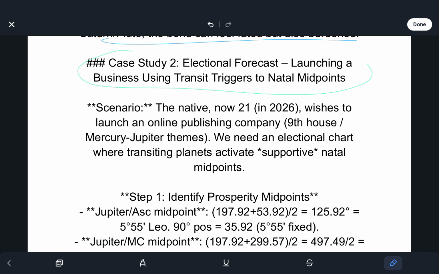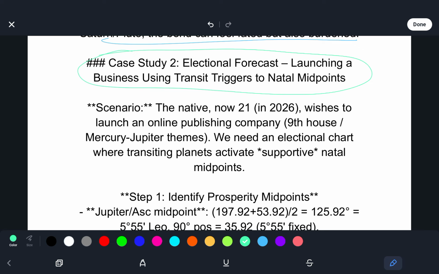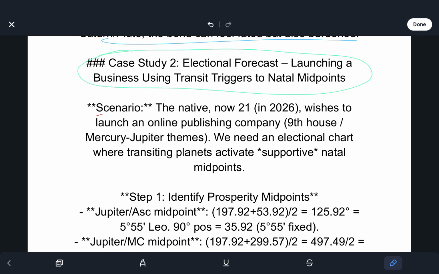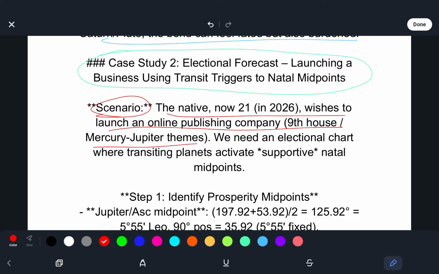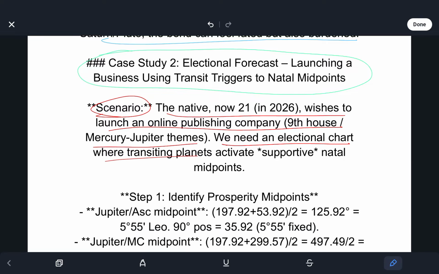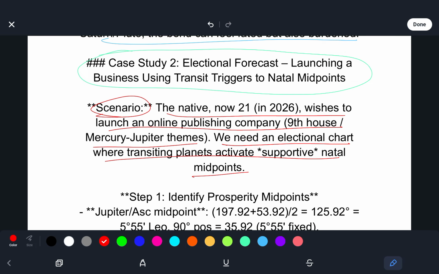Alright, our second case study is electional forecasting, launching a business using transit triggers to natal midpoints. So here's a scenario for you guys. The native, now 21, wishes to launch an online publishing company, 9th house, Mercury-Jupiter themes. We need an electional chart where transiting planets activate supportive natal midpoints.